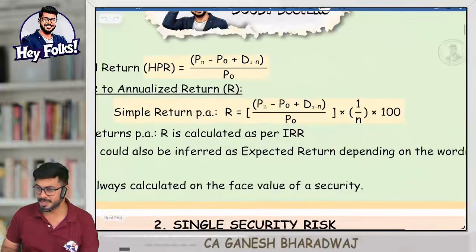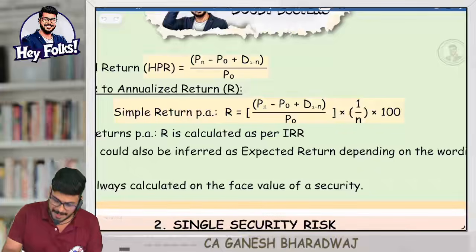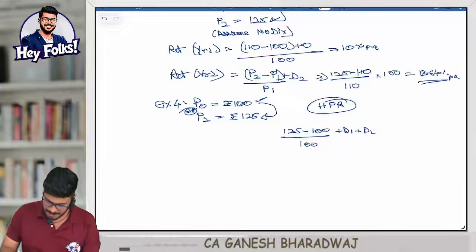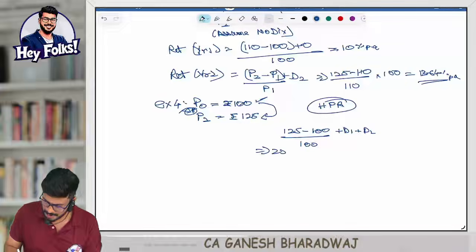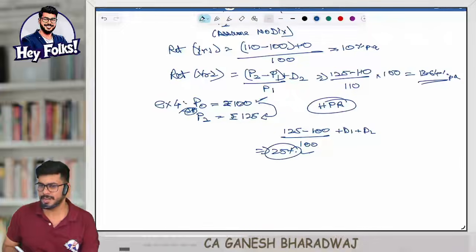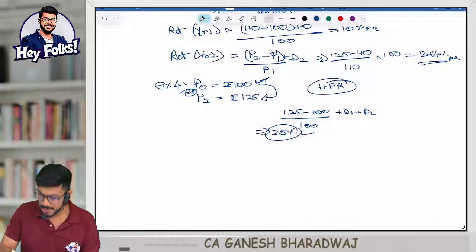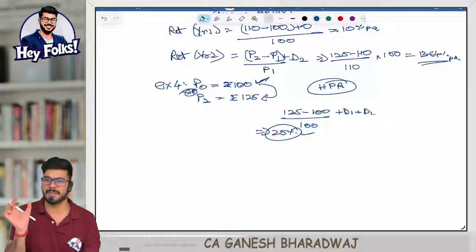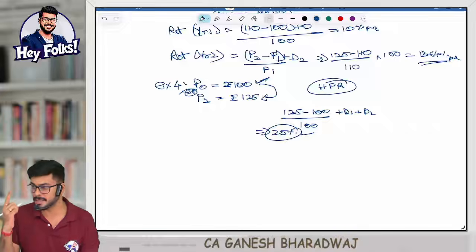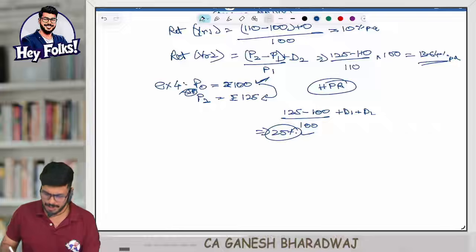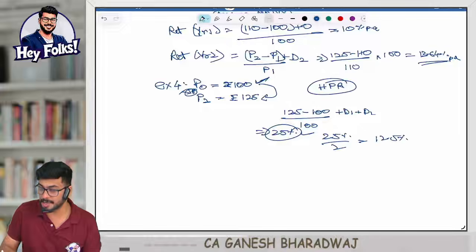But of course, here, guys, what was the holding period return? In this case, it was 25 percent. Correct? Which means 100 rupees became 125 over a span of 2 years. So 25 percent was the return I earned, not in a single year, but over 2 years. Per annum, how much is it going to be? 25% by 2, it is going to be 12.5%. Is this clear?